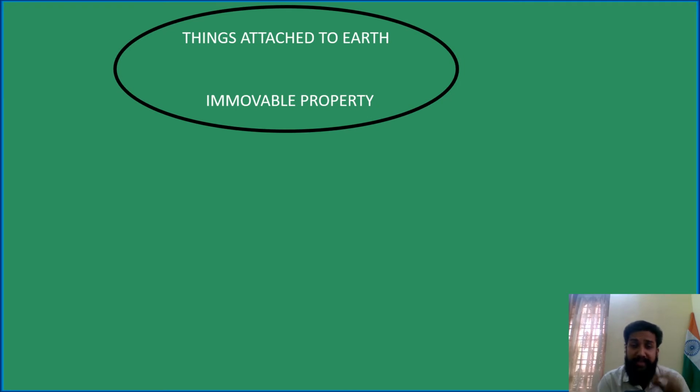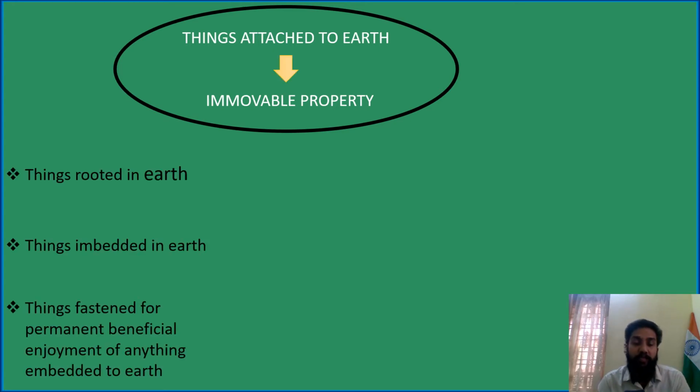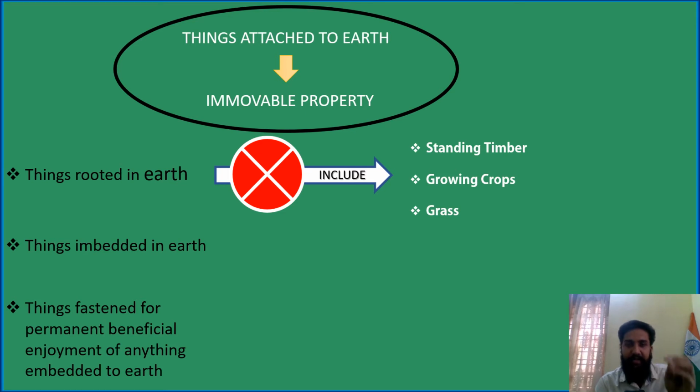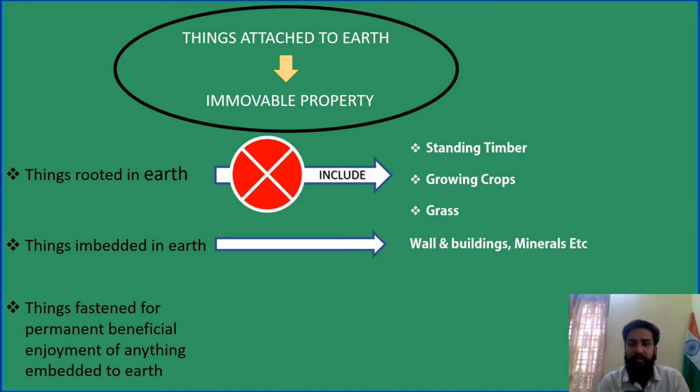Now the third option, things attached to the earth. What are things attached to the earth? It is an immovable property. So things rooted in the earth, for example, can be anything, but it does not include standing timber, growing crops and grass, because we know standing timber, growing crops and grass are rooted to the earth actually. So the law specifically says that they are not included in the definition of things rooted to the earth. Now things embedded in earth, that is walls, buildings, minerals, are all immovable property, which we already know.